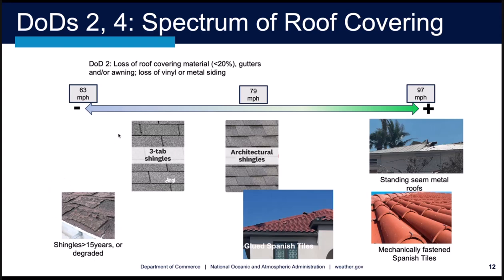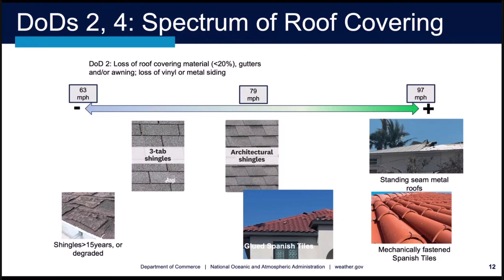15 years or older, I would call them degraded enough that it would be 63 miles per hour, roughly the bottom edge of the slider bar for DOD 2, and correspondingly for DOD 4, also the same position on the slider bar. 3-tab shingles a little bit higher if they're relatively new, much younger than 15 years, for example. And architectural shingles roughly about the middle. I also added Spanish tiles, and where this picture lies relative to the slider bar is where I think the range of location would fall for that.